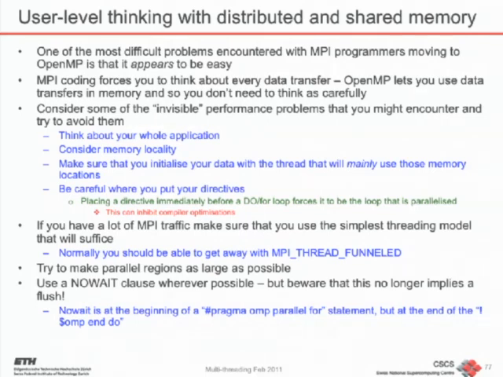If you have a lot of MPI traffic, try and make sure you use the simplest of these things. It may be that single, funneled and serialized are the same, but try and avoid multiple if you can get away with it. Try to make those parallel regions as large as possible. It may be you can do a parallel region around almost the entirety of your code with separate threads, and then get them just reading each other's memory to a great extent as if they were doing MPI communications. And that's how some of the best performing codes work. Use the nowait clause wherever you possibly can.